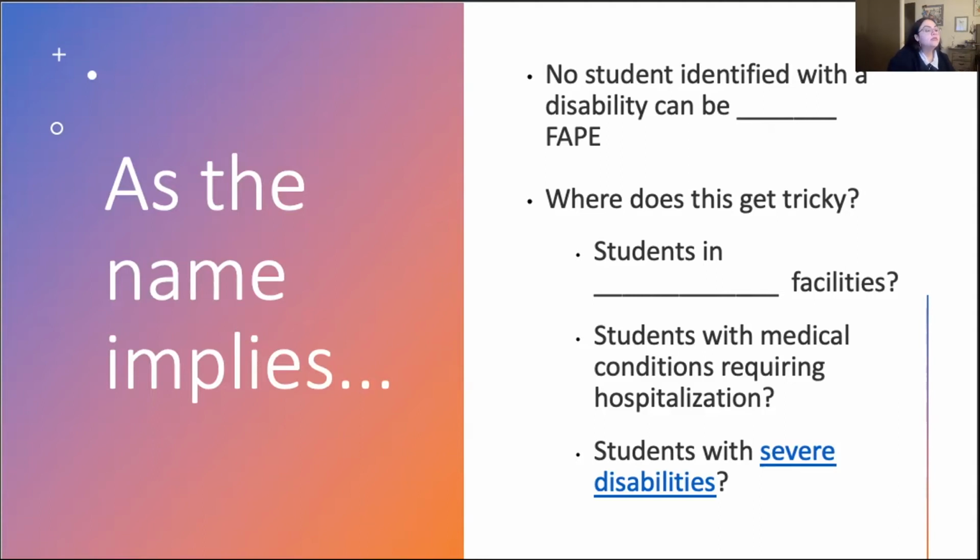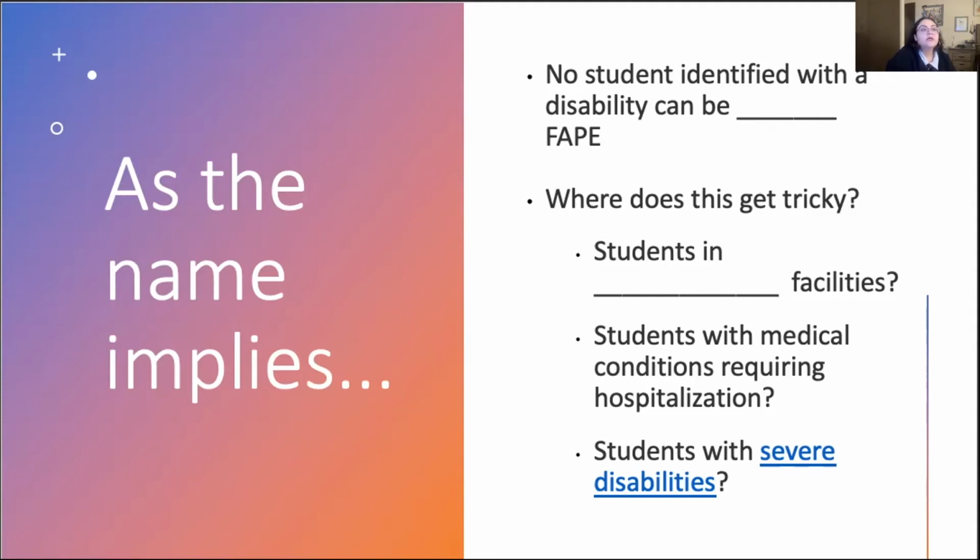Students in rehabilitation facilities. That second word there is rehabilitation. Students in rehabilitation facilities include juvenile detention centers. It could include jail, depending on age. Includes medical facilities. Anywhere that is not the traditional school setting is probably a good way to put that. A very, very specialized setting.